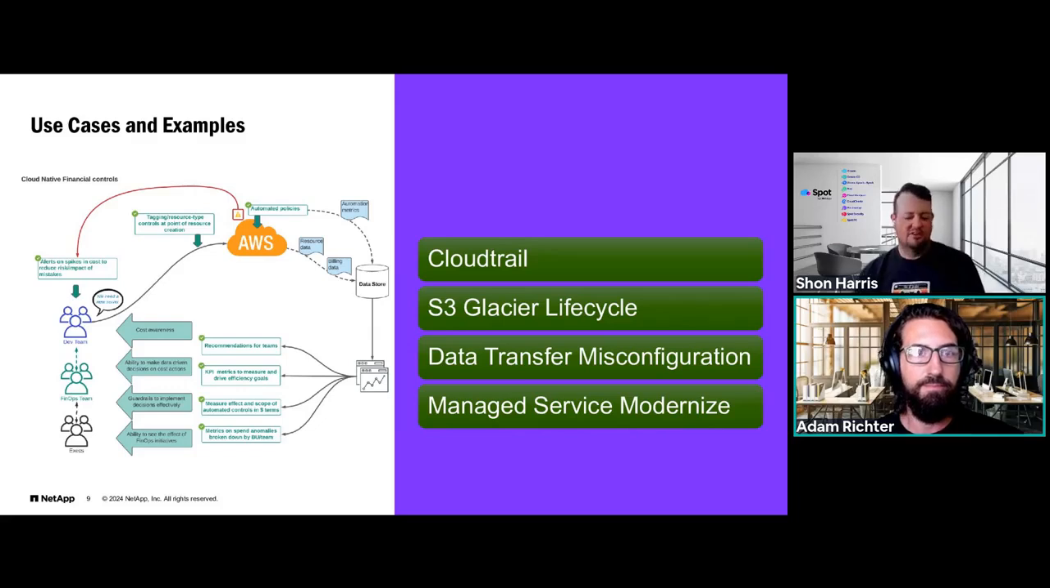S3 Glacier Lifecycle is an interesting one. Probably one of my favorites, not only because I'm a storage guy, but I think people get really hung up on what its core benefit is. So let's talk about S3 Glacier Lifecycle and how you've seen it work, and then I'll jump in with a story about how I've seen it work.